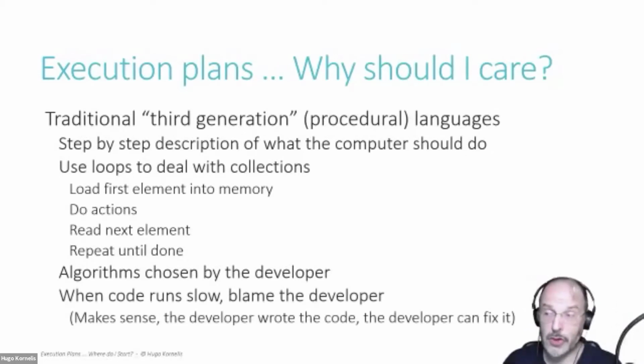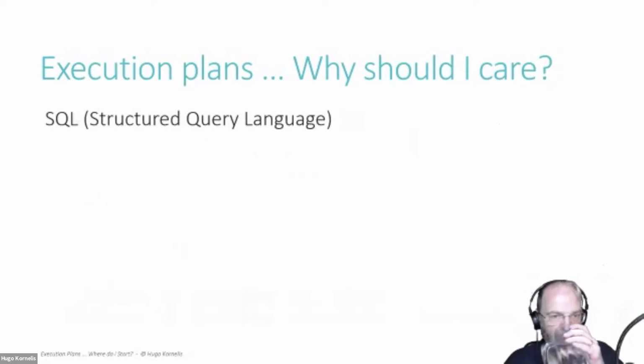So if your code runs slow, who are you going to blame? The developer, because the developer chose a bad algorithm and should choose a better algorithm to make the code run faster. Now, this is all third generation. That's not what we deal with when we are working with databases. In databases, we are working with SQL, structured query language, so-called fourth generation language.